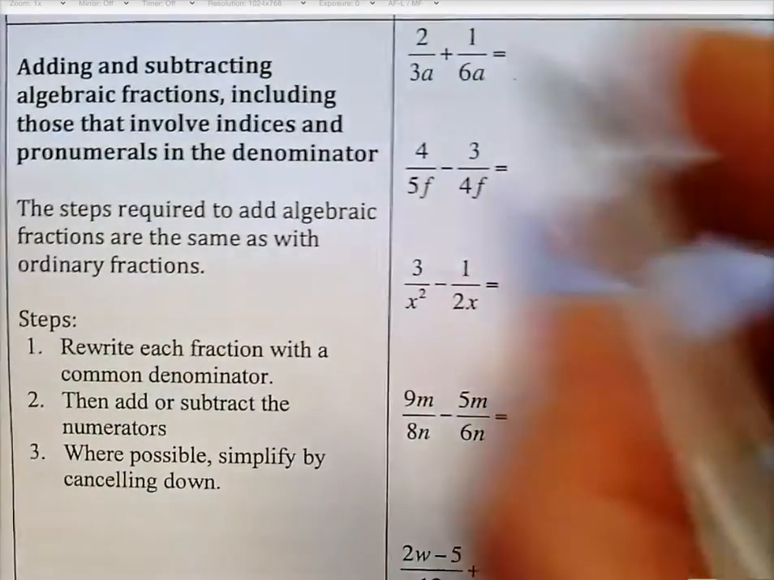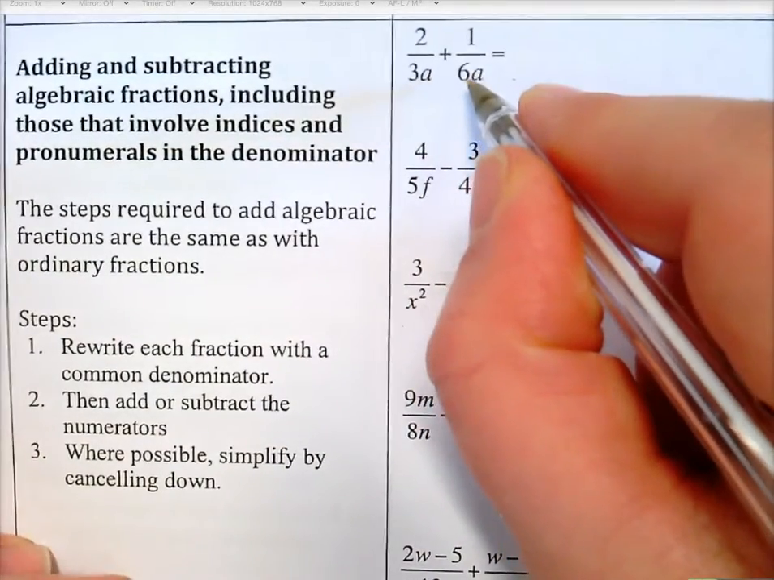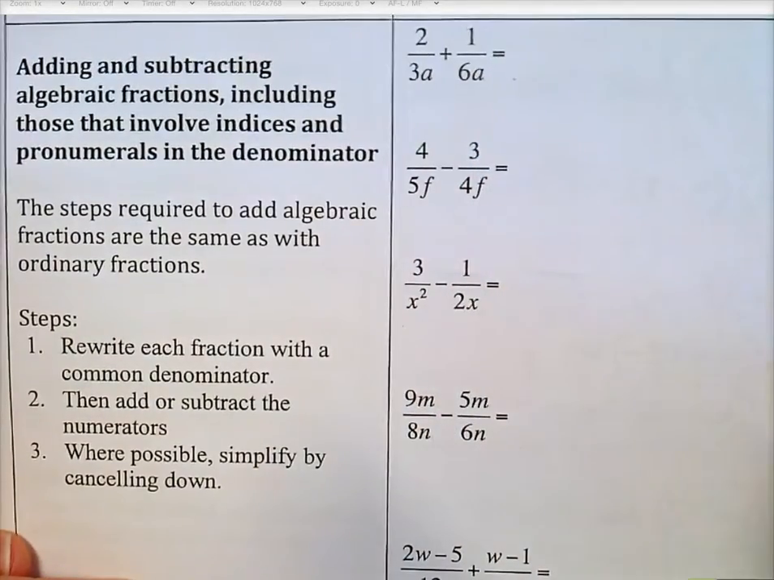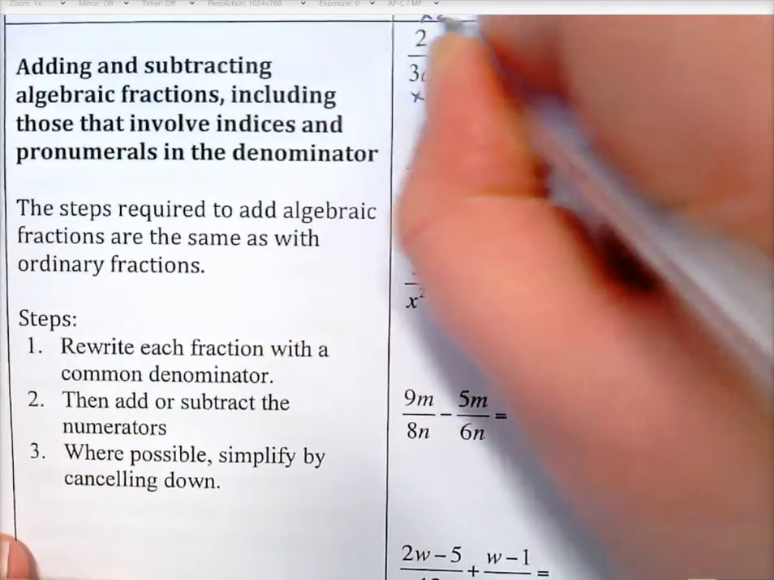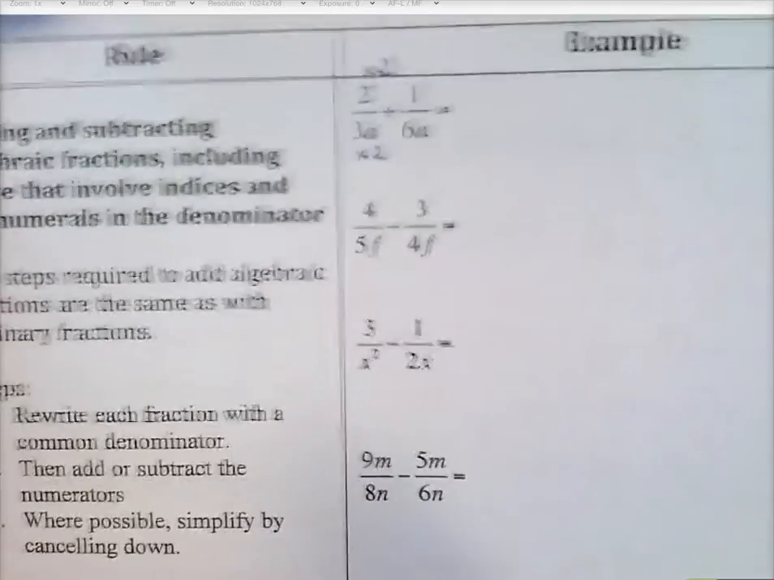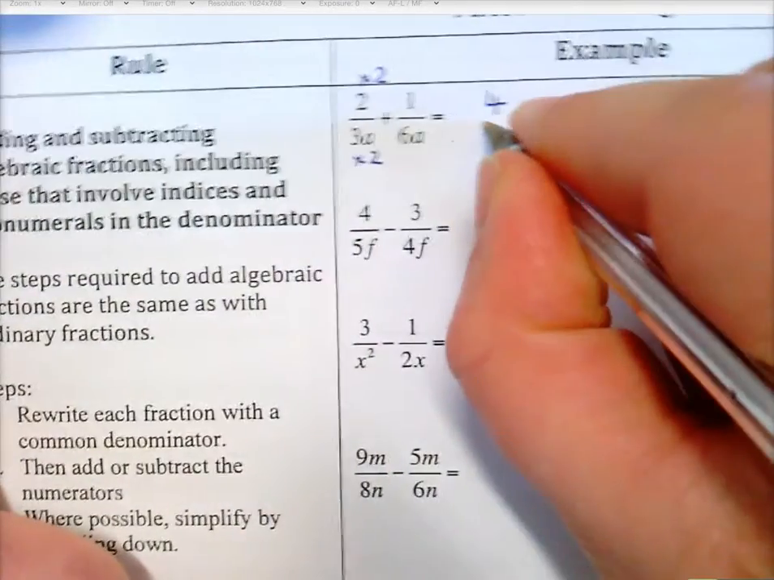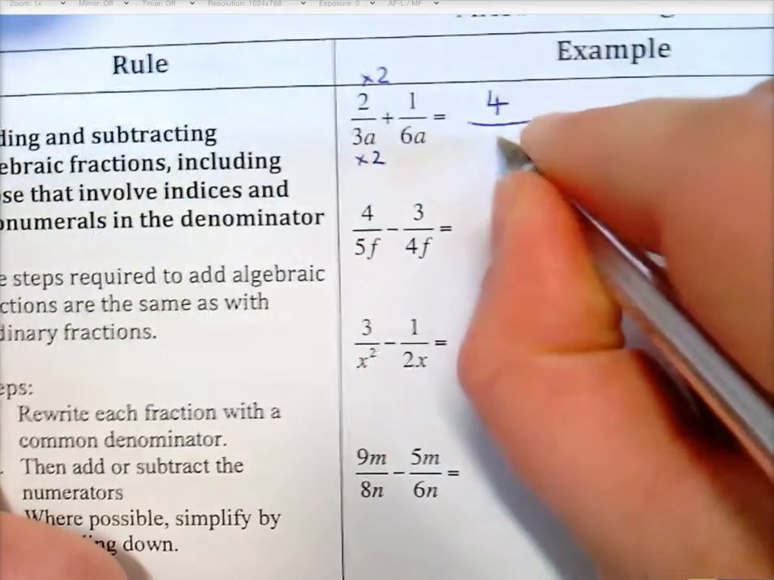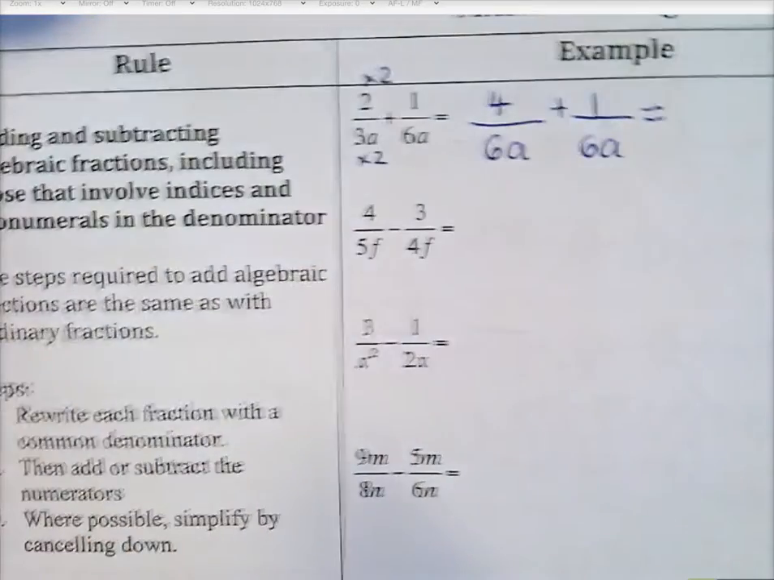So girls, looking at these two here, I need this 3a to really, can I make it into a 6a by timesing by what? So I'm going to go times 2 times 2. So I'm going to multiply the numerator and the denominator of the first fraction by 2. 2 times 2 is 4. 3a times 2 is 6a. So I'm not going to touch the second fraction.